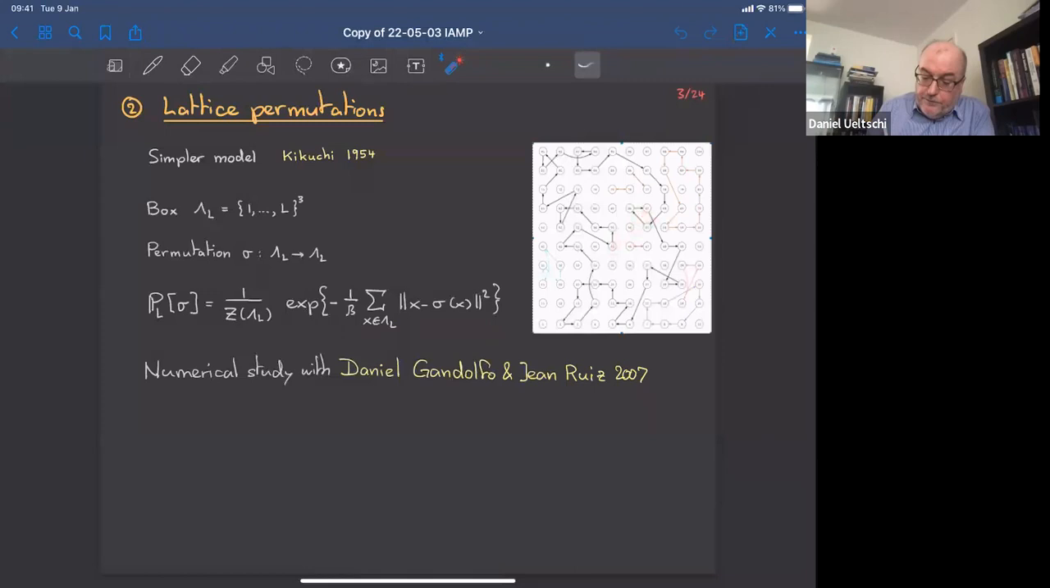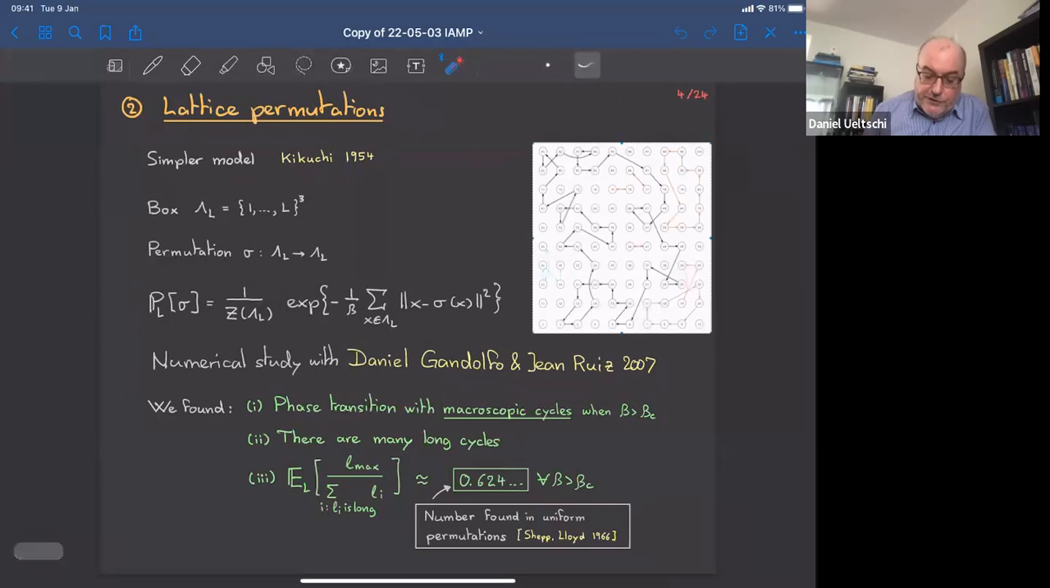Each jump can select quite a few sites, and then there is perhaps a possibility of traveling a long distance. So is this what happens? We did numerical simulations with Daniel Gandolfo and Jean Ruiz, and we found that indeed there is a phase transition to macroscopic cycles, meaning that if beta is large enough, at low temperature, those loops, those cycles are very long, and the length of the cycle divided by the total volume is of order 1. Macroscopic means that the length of the cycle is proportional to the volume. So this was the first observation.